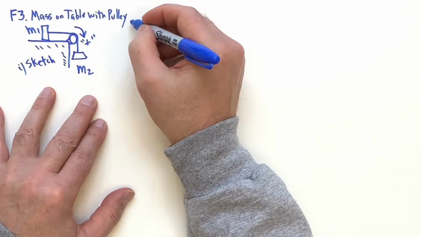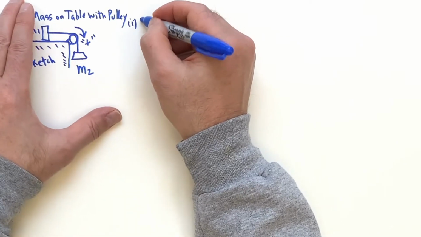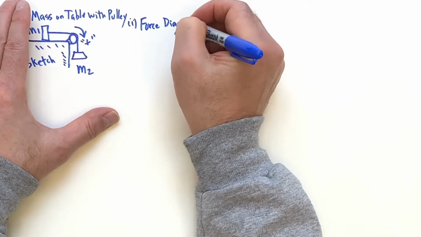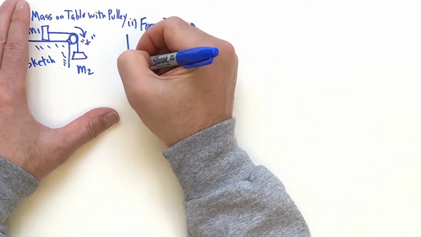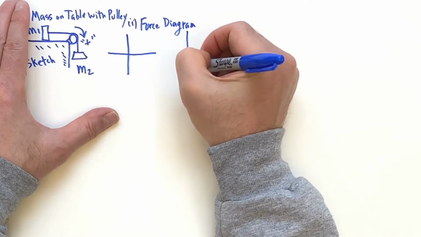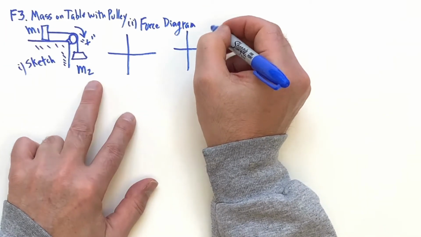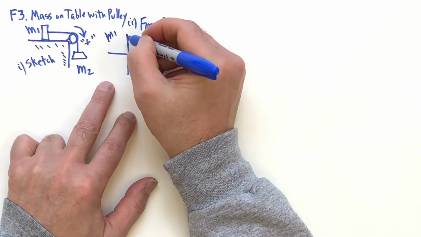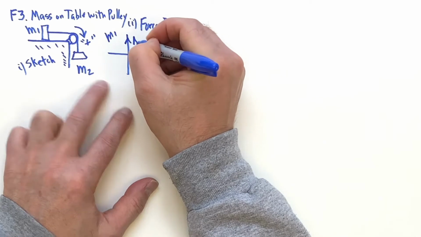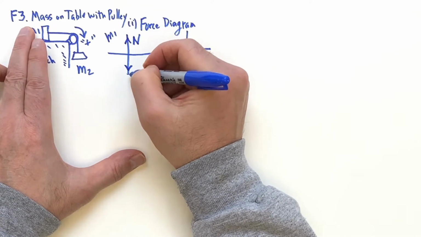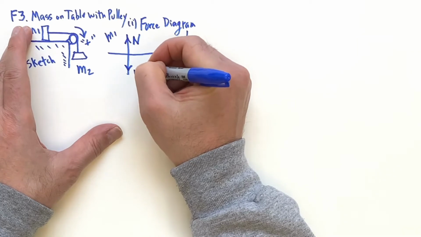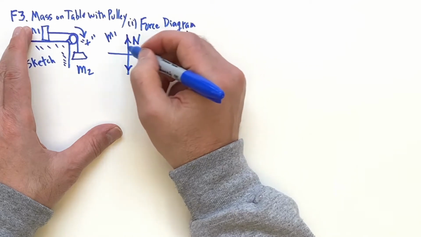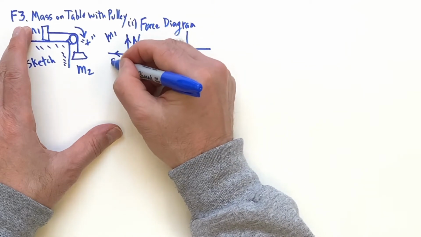And now we want the force diagram. We have 2 masses, so we're going to have 2 diagrams. Mass 1, mass 2. Now for mass 1 here, we're going to have a normal force. We're going to have here a weight, M1G. We're going to have the tension in the rope pulling to the right, and we're going to have friction.